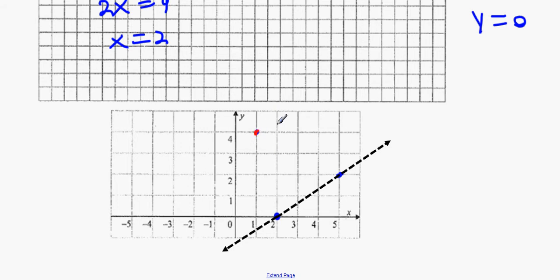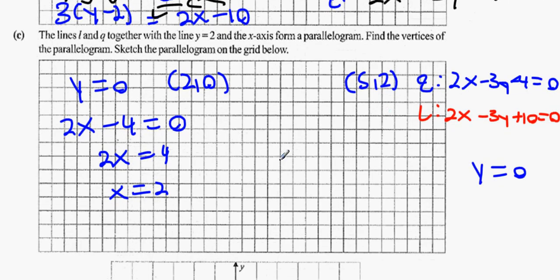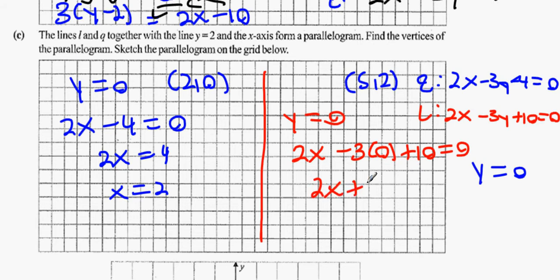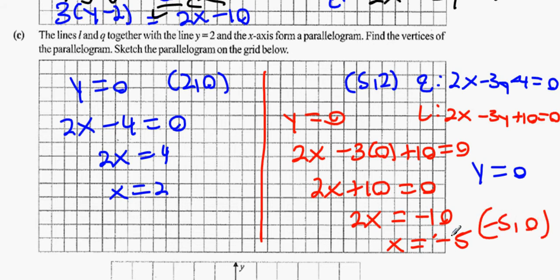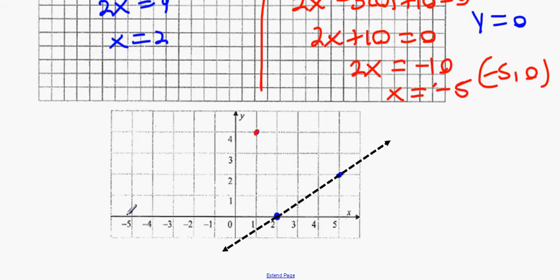And what we can do next is find a point that's on L. So once again, let y equal 0, and this time use L's formula. So we're going to get 2x minus 3 times 0 plus 10 equals 0. 2x plus 10 equals 0, 2x equals minus 10, x equals minus 5. So now we know that when x is minus 5, y is 0. So this is the point (minus 5, 0), which is going to be here.